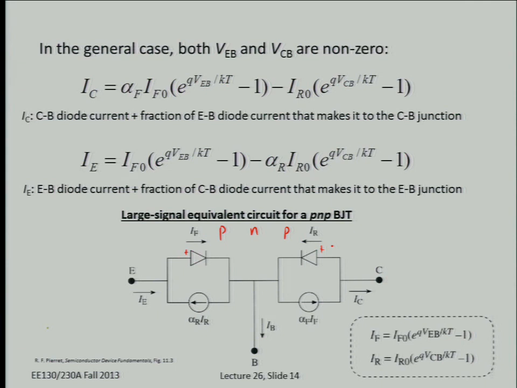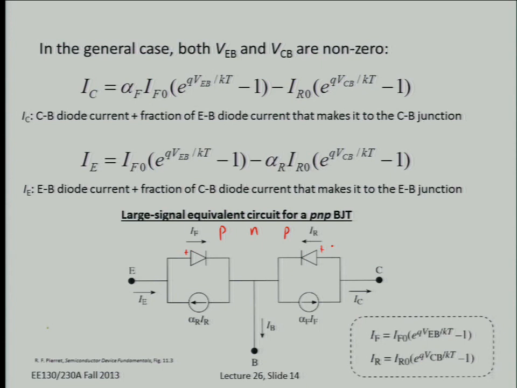Right? So it's some fraction of the current due to forward bias on the emitter diode that will show up in the collector. And that's the alpha F factor. And if you forward bias the collector junction, some fraction of that forward bias current in the collector junction will show up as emitter current. And that's it. Okay, so that's the Ebers-Moll model.